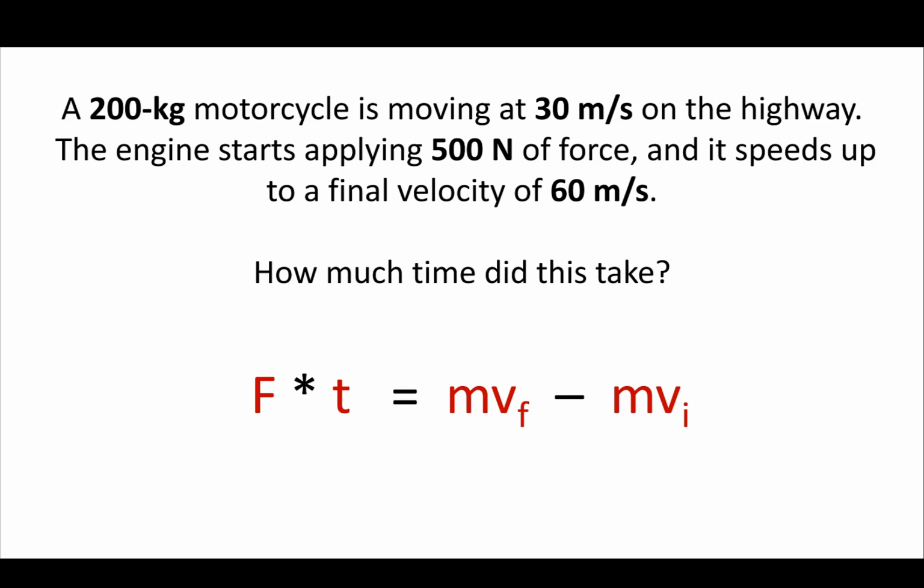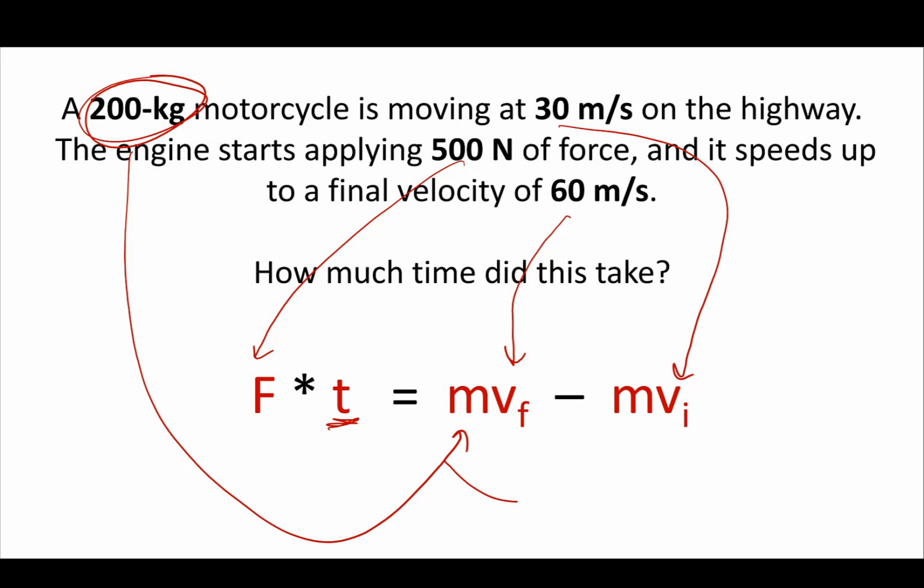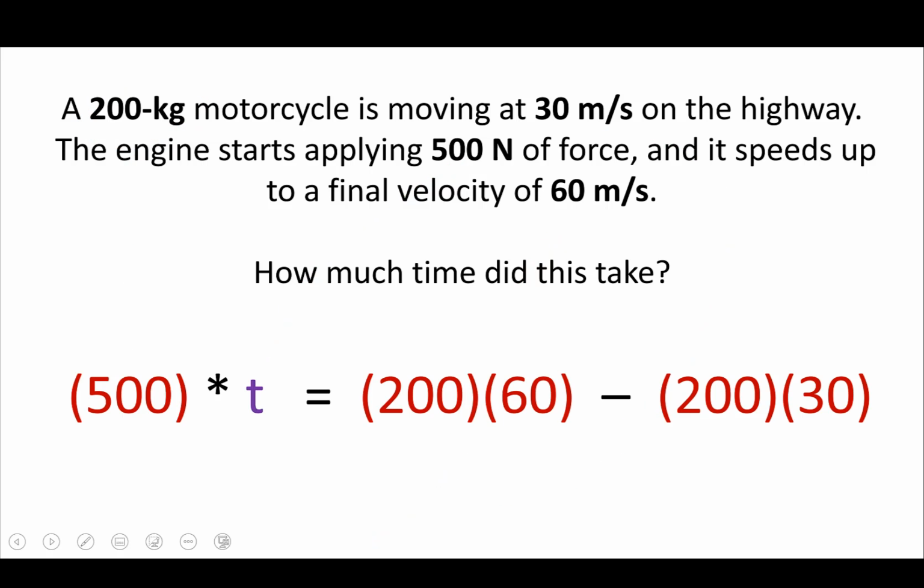So use our formula. Force times time equals final momentum minus initial momentum. We can plug in these numbers. We know the force. We want to know the time, so that's going to be our variable. The final velocity was 60 meters per second. The initial velocity was 30 meters per second. And we know the mass of the motorcycle, which goes both here and then also here. So we'll plug those numbers in.